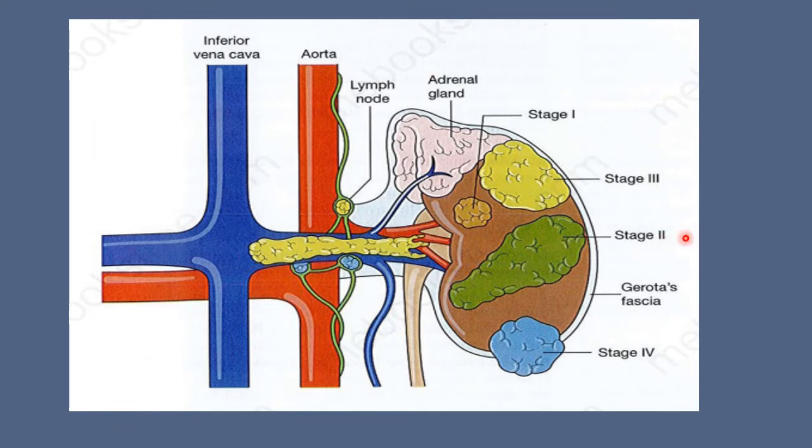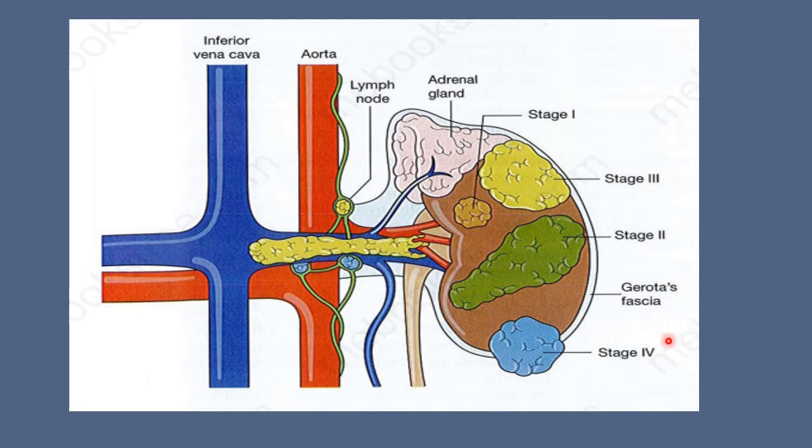Okay, this diagram summarizes the stages of renal cell carcinoma. Stage 1 is here, a small lesion less than 7 centimeters within the kidney parenchyma. Stage 2, same, it is present within the renal parenchyma, but the tumor size is now more than 7 centimeters. Stage 3, the tumor, irrespective of the size, involves the perinephric fat or the perinephric tissues. That's stage 3.